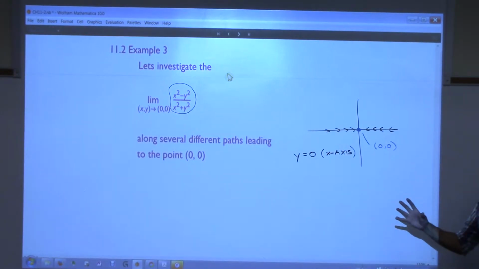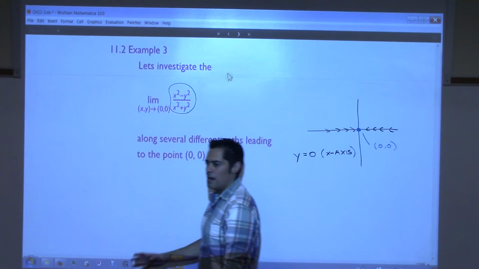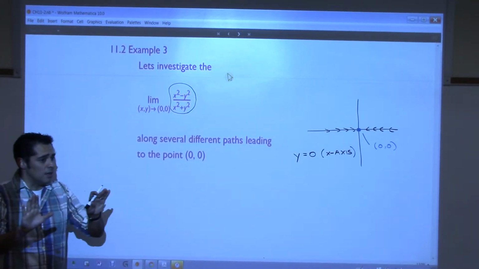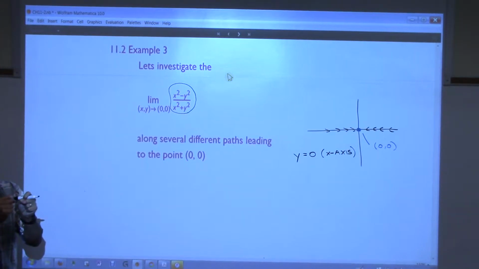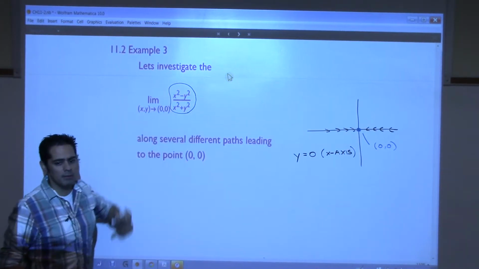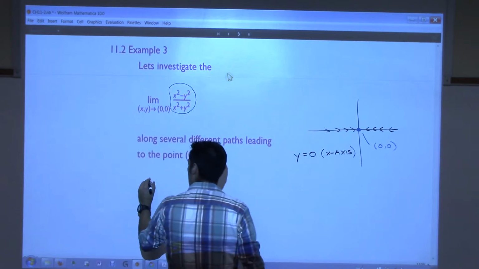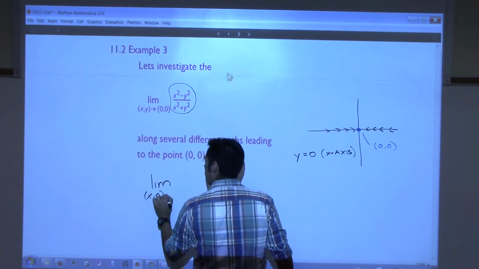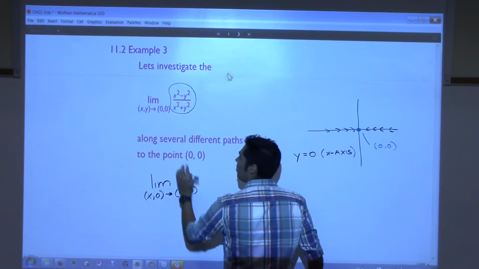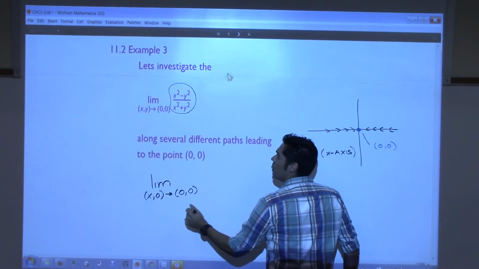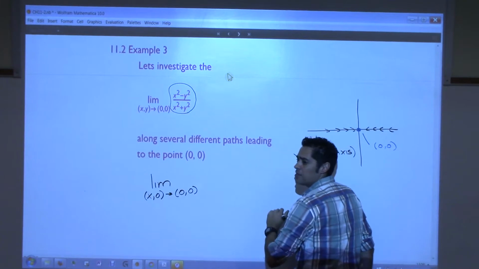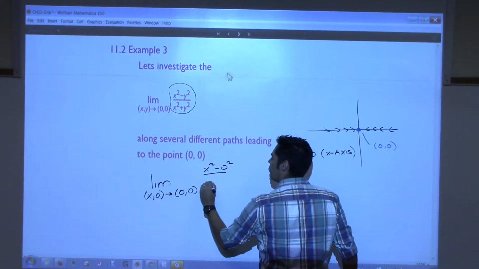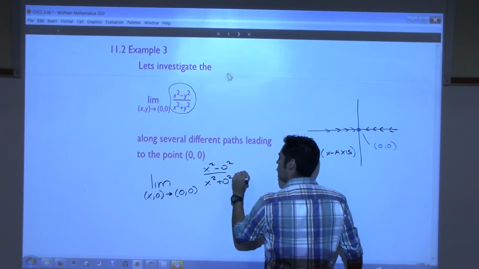So what I'm going to do is go to this limit and fix my y value at 0. Not approaching 0. I'm going to fix y to be 0. And I'm going to rewrite this limit. So here's what it'll look like. Limit as (x, 0) approaches (0, 0). Notice I replaced the y with 0. And then everywhere in here I'm going to replace y with 0. So x squared minus 0 squared over x squared plus 0 squared.